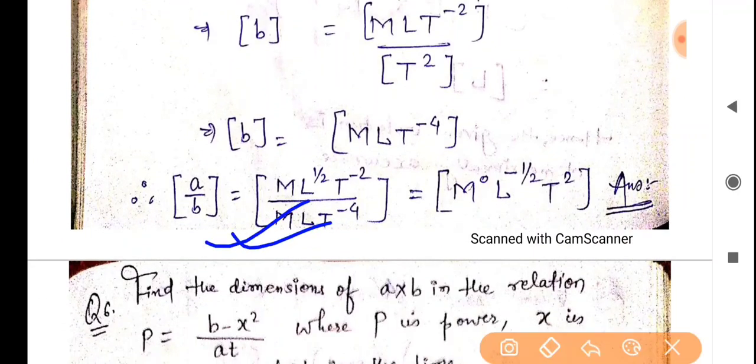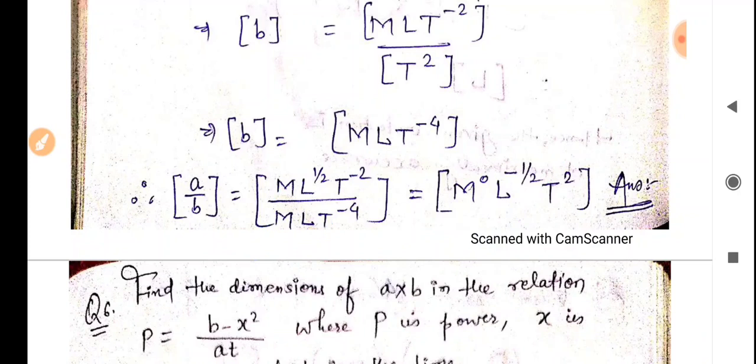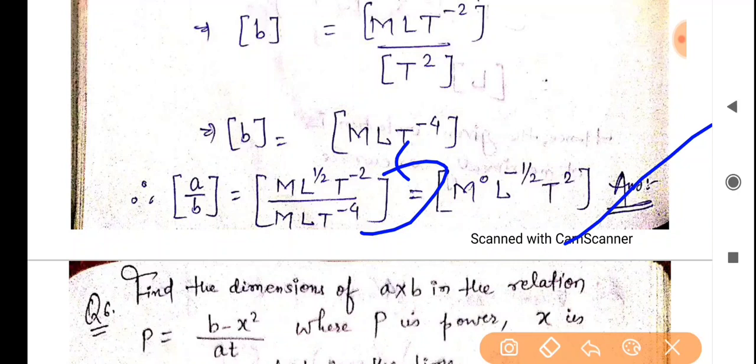Thus the dimension of A divided by B is m L to the power half t to the power minus 2 divided by m L t to the power minus 4. Cancelling out, m to the power 0, L to the power 1 in the denominator and L to the power half in the numerator, so L to the power minus half, and t to the power minus 4 going to the numerator becomes plus 4, so t square. The final dimension for A by B is m^0 L to the power minus 1 by 2 and t to the power 2.